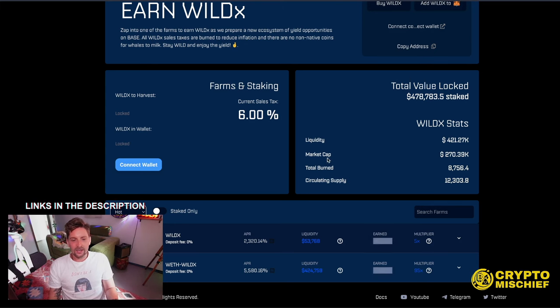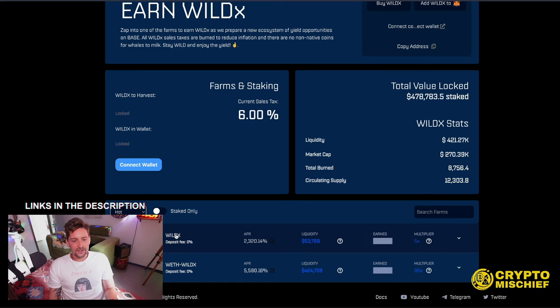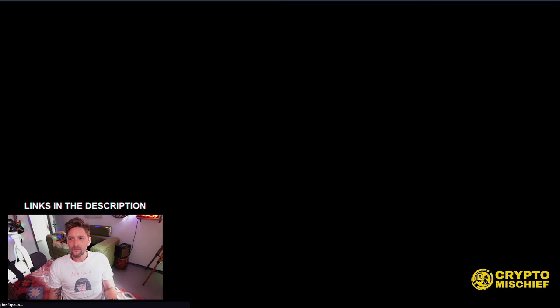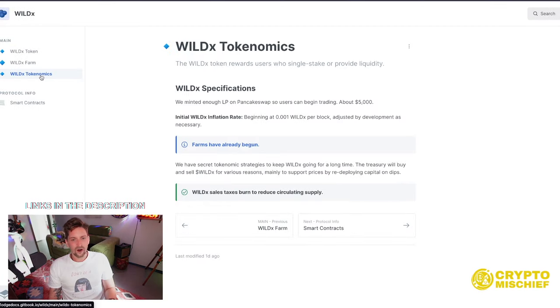So essentially it's a yield farm, but you can only yield with their token. It is the WildX token. So you take WildX or ETH with WildX and farm with it, right? And then you earn the token. And that's pretty much it so far with this one, I think. I've been reading through the docs, but I ran out of time. So it's a token with a farm.